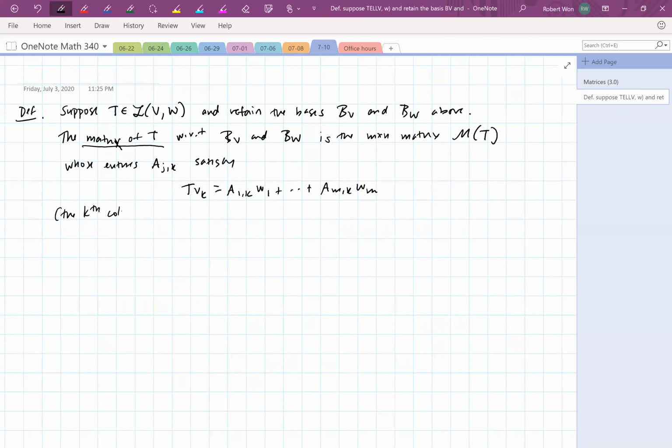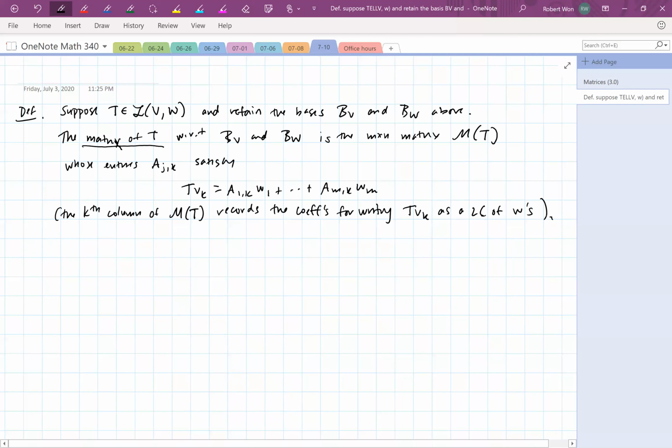the kth column of this matrix of T records the coefficients for writing T v_k as a linear combination of the W's. That's really what we're doing.